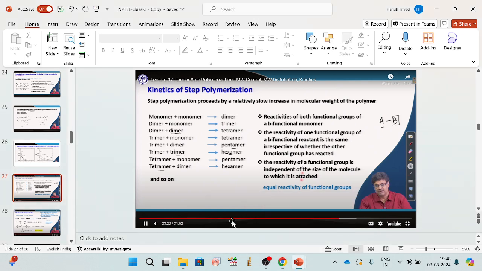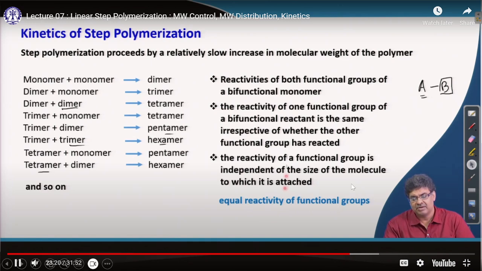Okay, so up to here I think it is clear. Then, to understand the kinetics of this polymerization, we have to make some assumptions. Suppose this is the monomer which has two functional groups, A and B. We assume that the reactivity of both functional groups of the bifunctional monomer is the same.